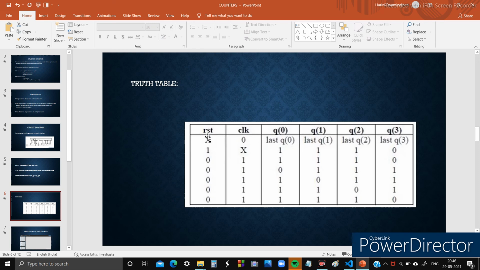Truth table. Reset state, clock state, Q0, Q1, Q2, Q3. So you can see by giving X in reset, 0 in clock, we have the previous state retained. By giving 0 in reset, 1 in clock, we get 1 in Q0, Q1, Q2 and 0 in Q3.